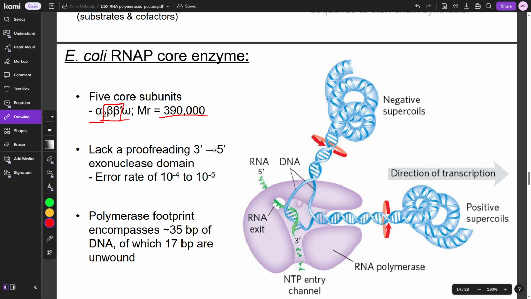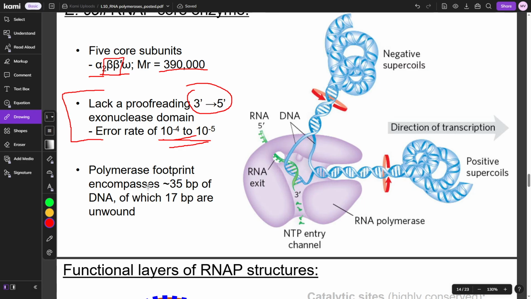But what you should know is this is the region that would have any kind of proofreading. Firstly, it lacks a proofreading function for the 3' to 5' exonuclease. So, no 3' to 5' exonuclease. It makes errors, not super often, but it does make errors. And then the polymerase footprint encompasses 35 base pairs of DNA. So that would be like this here. That's the footprint, if you want to think about it like that. It's covered by the polymerase.